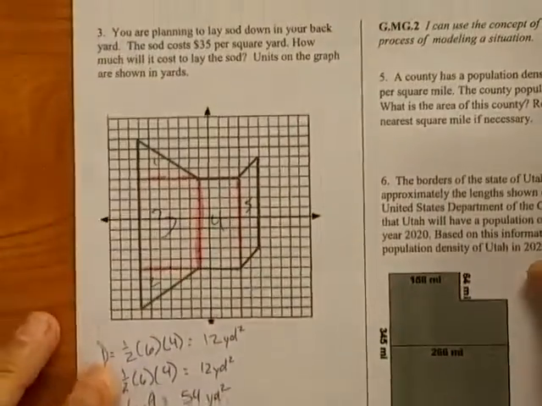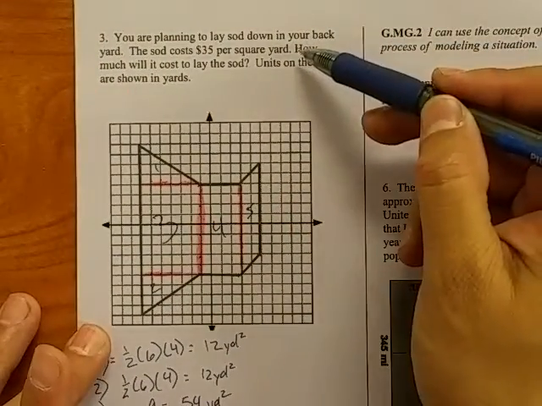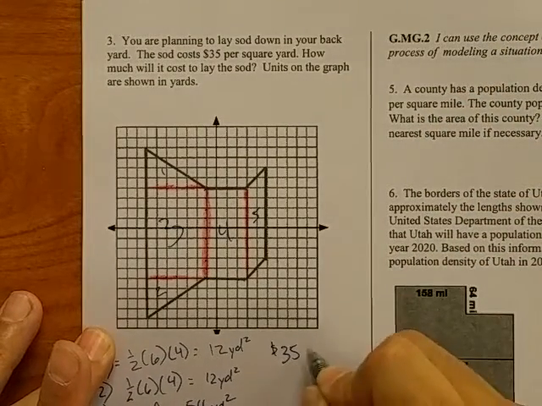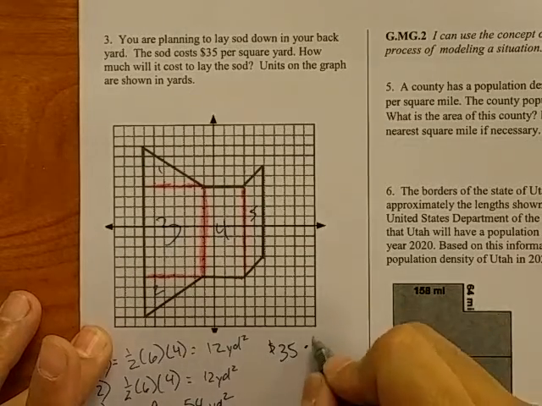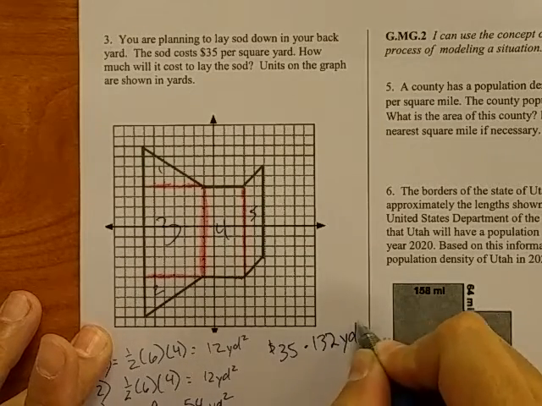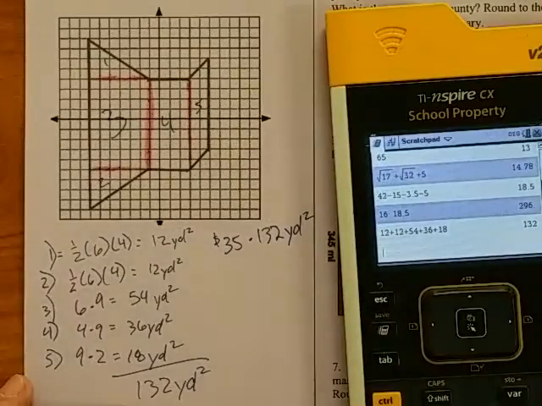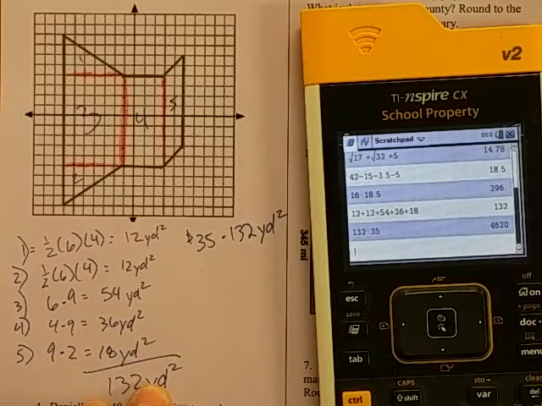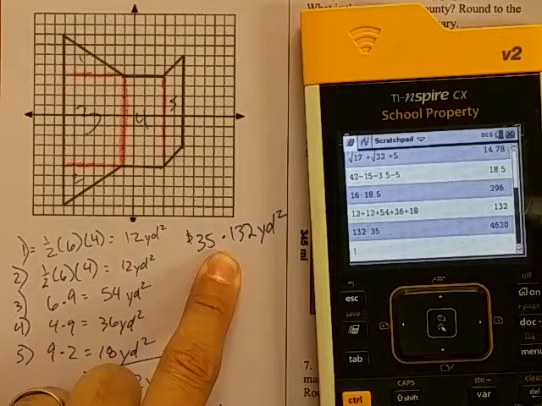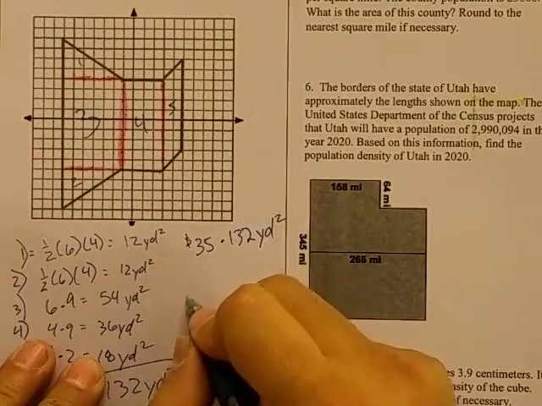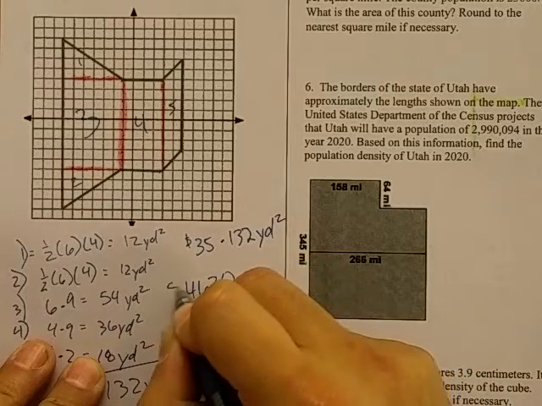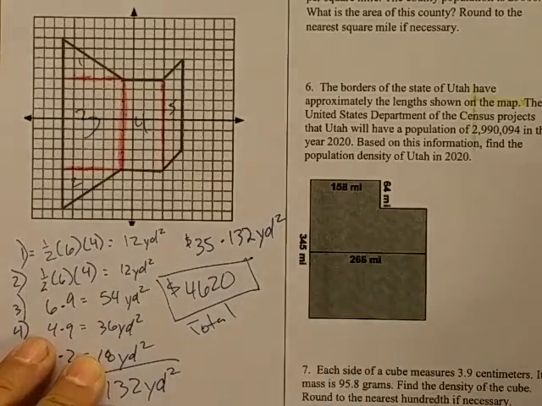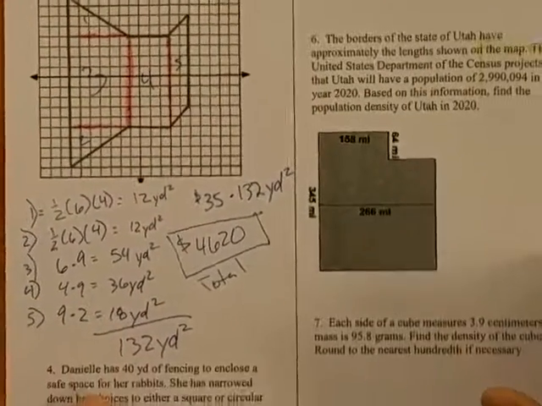Now, how much will it cost? So go back to the question. We got the yards squared. How much will it cost? If it's $35 per, so it's going to be 35 times my 132 yards squared. So 132 times 35, and we come up with 4,620. So it's going to cost you that much to lay down sod for this whole thing.